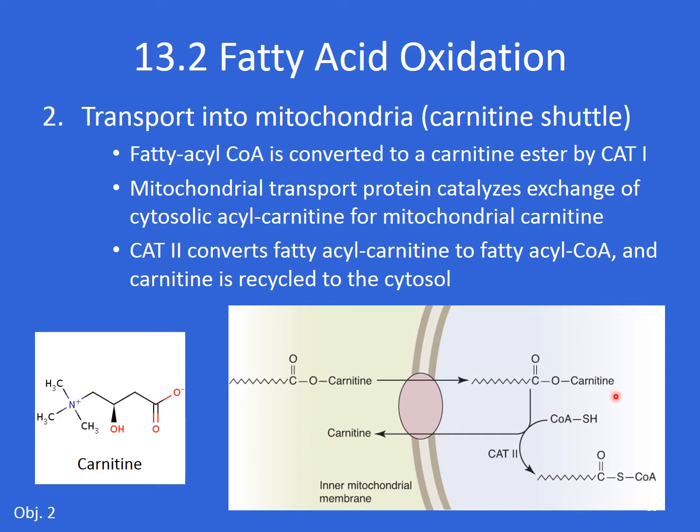So once your fatty acid carnitine is inside your mitochondria, another enzyme, Cat2, converts your fatty acyl carnitine to fatty acyl CoA once again. You basically regain that activated fatty acid from step 1, and that carnitine gets recycled back out to the cytosol. It's a pretty crafty little trick there. Recycles your carnitine, saves you a bunch of energy. You don't have to keep making new carnitine.